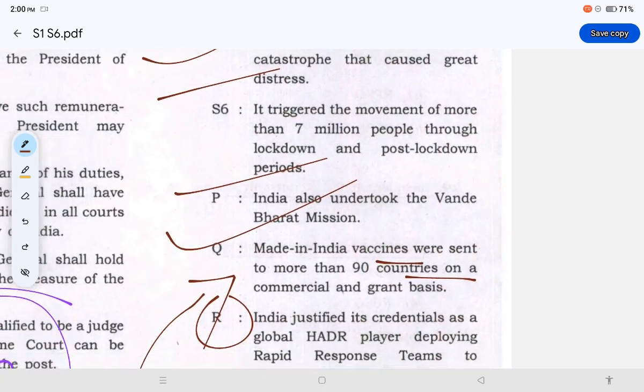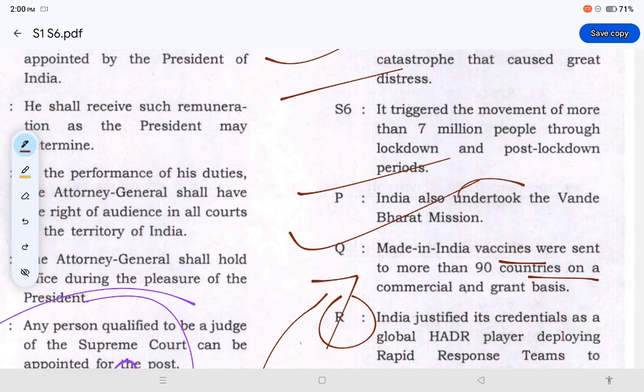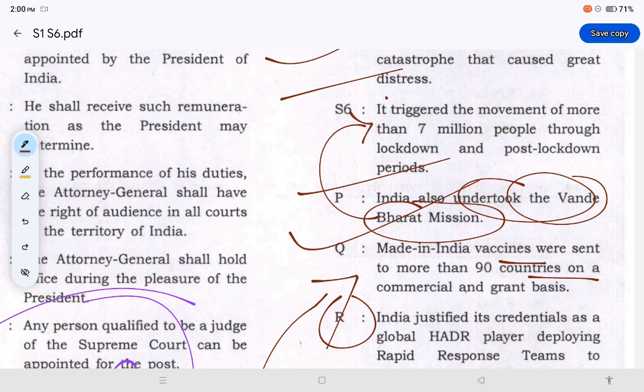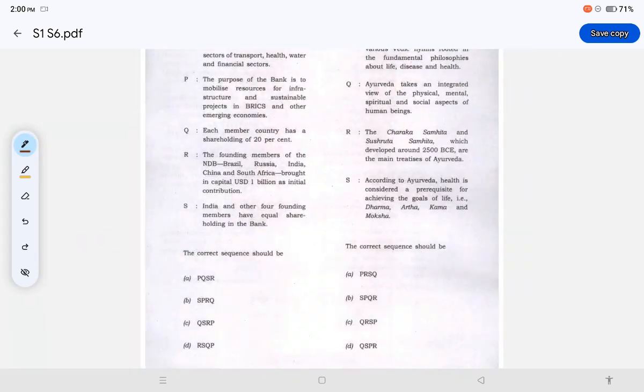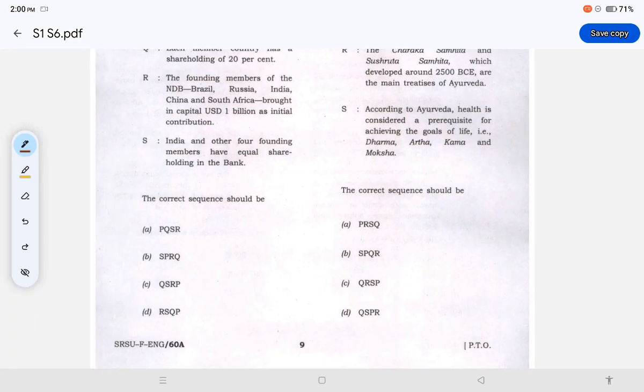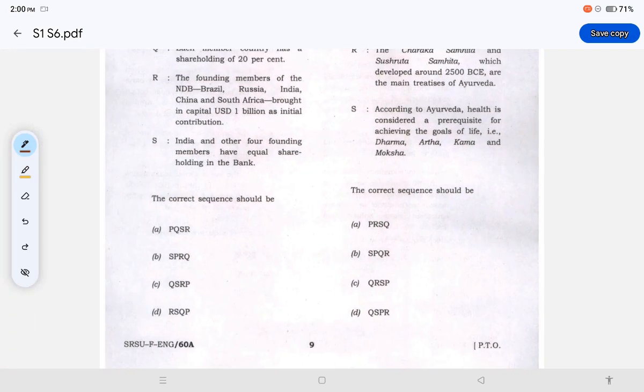So you see, undertook the Vande Bharat mission, it triggered. You saw the pronoun connection. So in this way you need to solve, and please remember the point of elimination, that actually helps you very much. Now we will see this question.